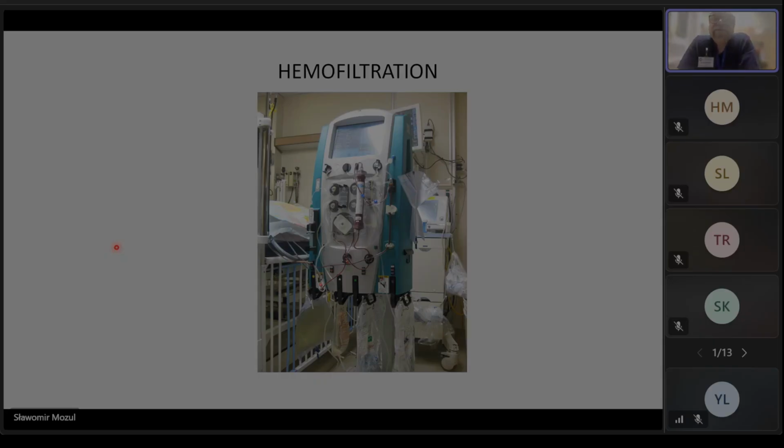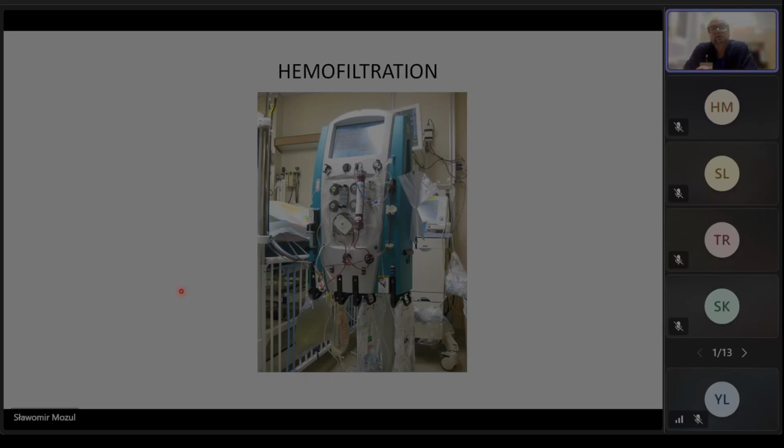Another technique is hemofiltration. In this technique, the equipment is similar to that we use in hemodialysis, but excess water and metabolic waste products are removed in a different way.